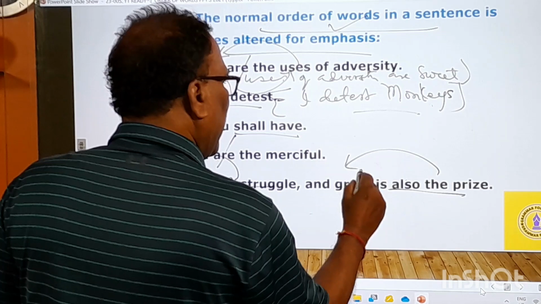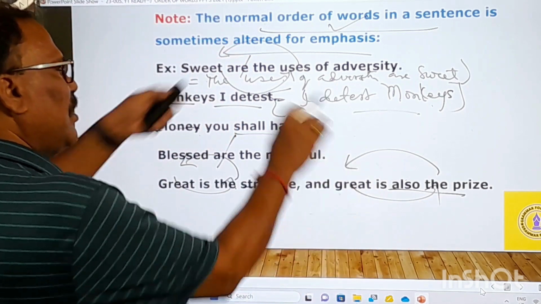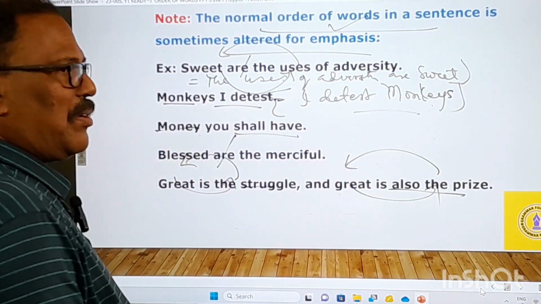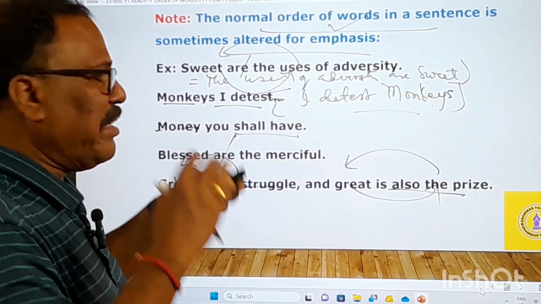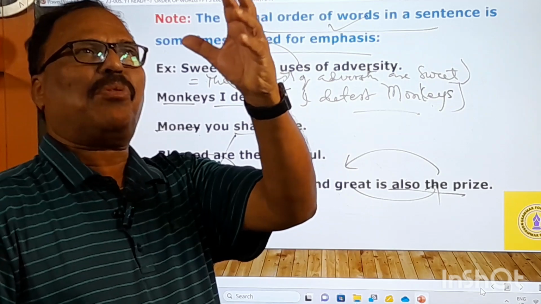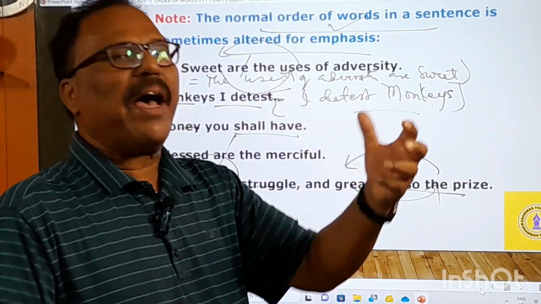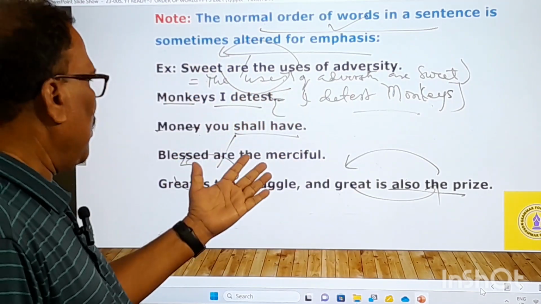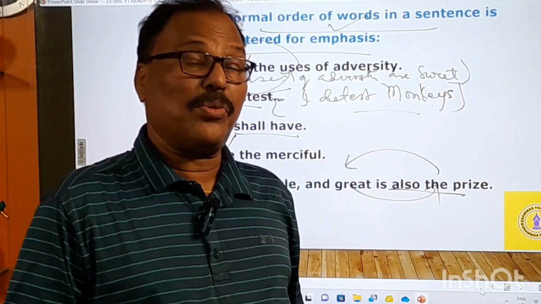The prize is great. Like that. The prize is great, the struggle is great. But here, for emphasis' sake, they say great is the struggle and great is also the prize. Generally, in speeches, to motivate and inspire the people, some speakers will use it like this: great is the struggle and great is the prize also.